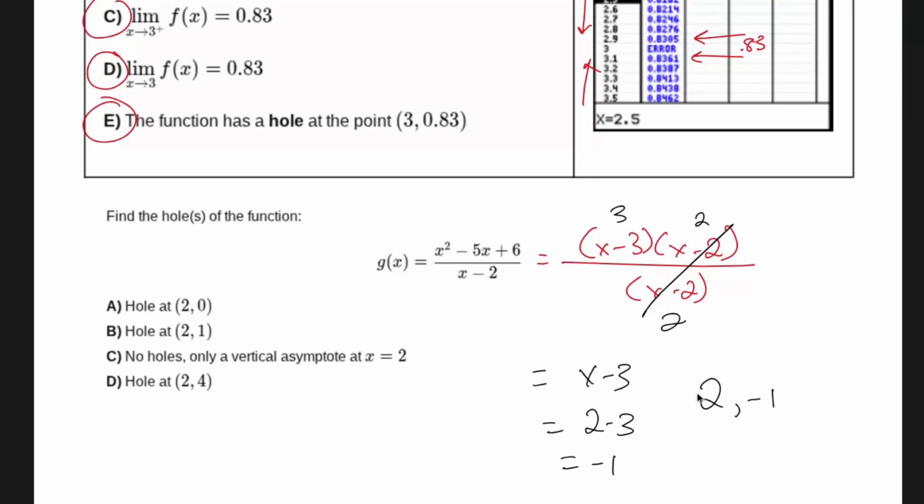Wait a minute. Did I make a mistake? Or is it positive 1? No, I didn't make a mistake. I did make a mistake making this problem. Silly me. There should be a hole at 2, negative 1. So I don't know what I did there. So we'll just make believe that that one is a negative 1. So there is a hole at 2, negative 1. Silly me. Silly Mr. Goat.